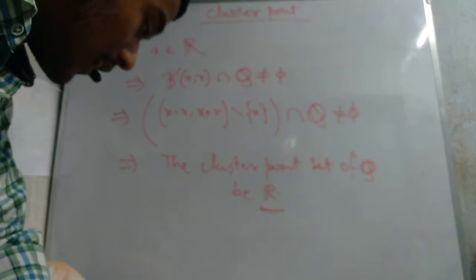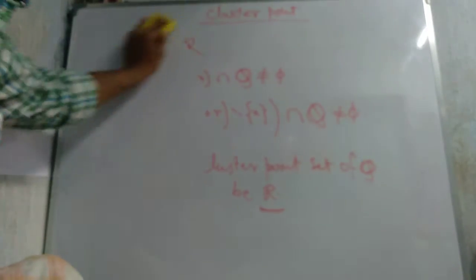Next we discuss a familiar example: A equal to {1/n, where n belongs to the natural numbers}, a subset of R. We find that 0 is the only cluster point of A. Let us see how these elements are denoted: 1/2, 1/3, 1/4, 1/5, 1/6, and so on, that is 1/n, 1/(n+1), in this way.